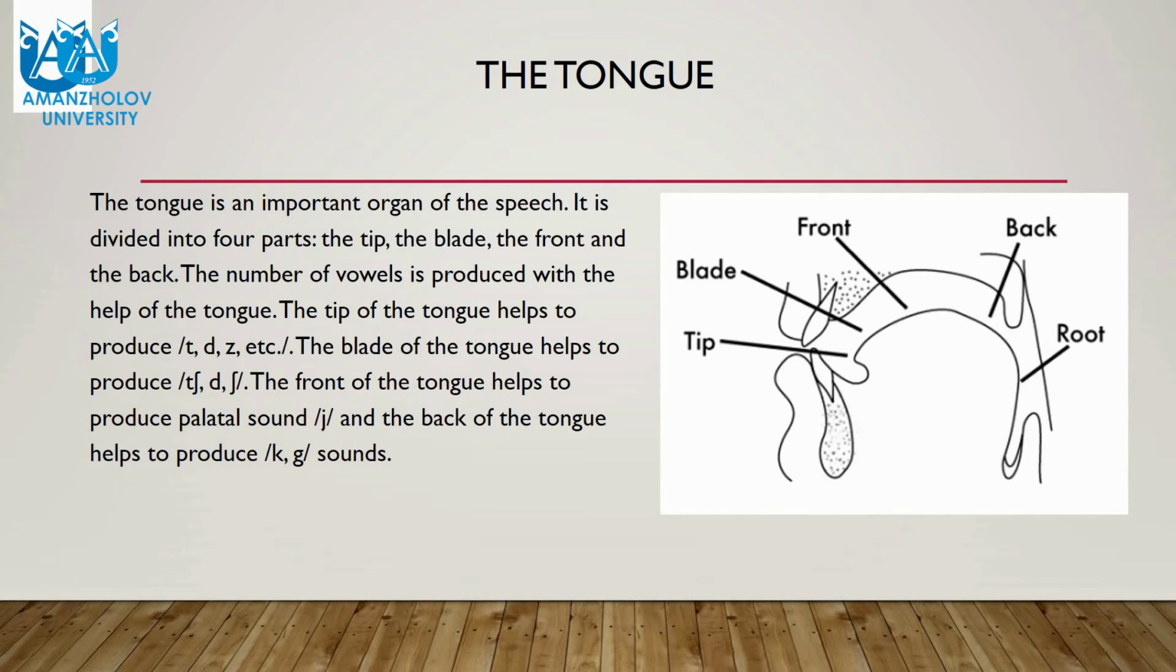Tongue is an important organ of speech. It's divided into 4 parts: the tip, the blade, the front, and the back. A number of vowels are produced with the help of the tongue. The tip of the tongue helps to produce t, d, z. The blade of the tongue helps to produce ch, j, sh. The front of the tongue helps to produce the palatal sound y. And the back of the tongue helps to produce k, g sounds.